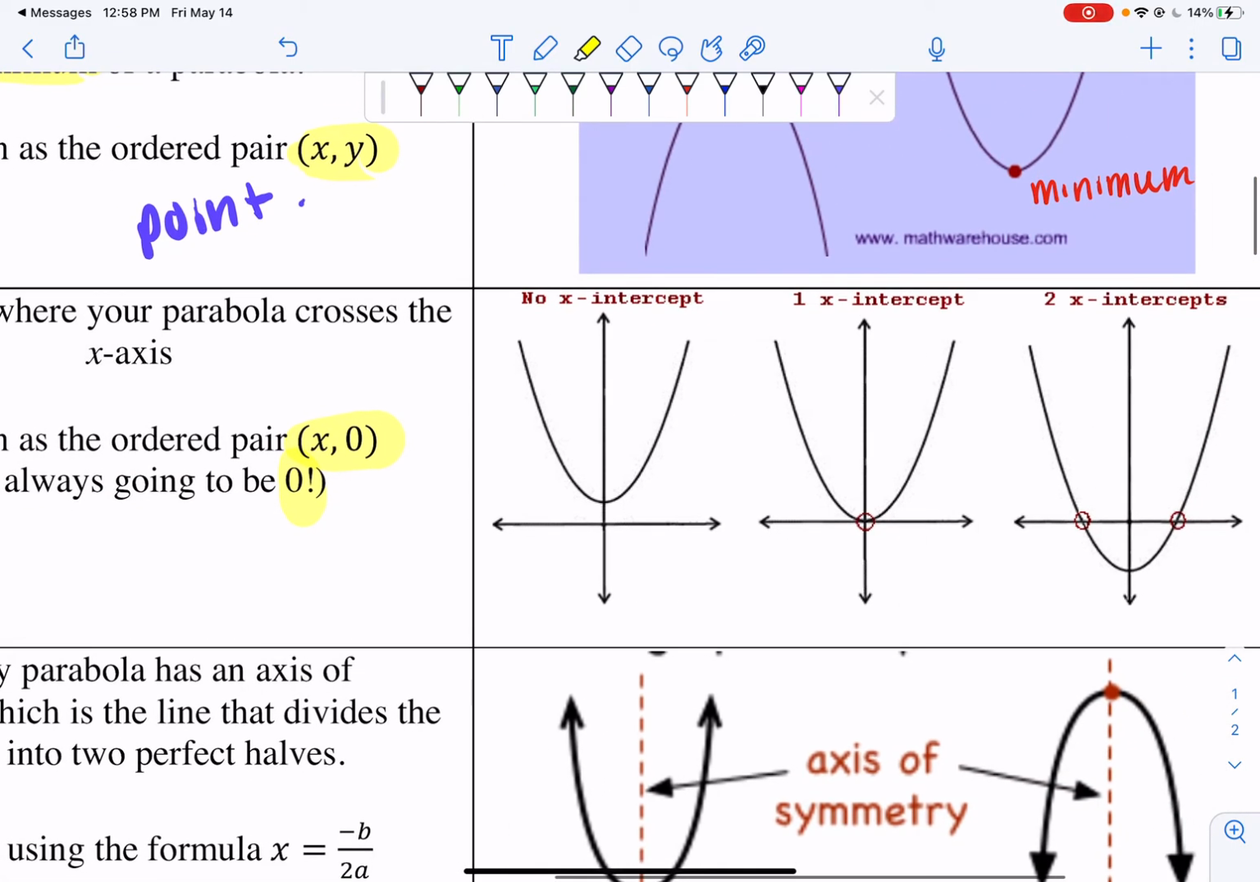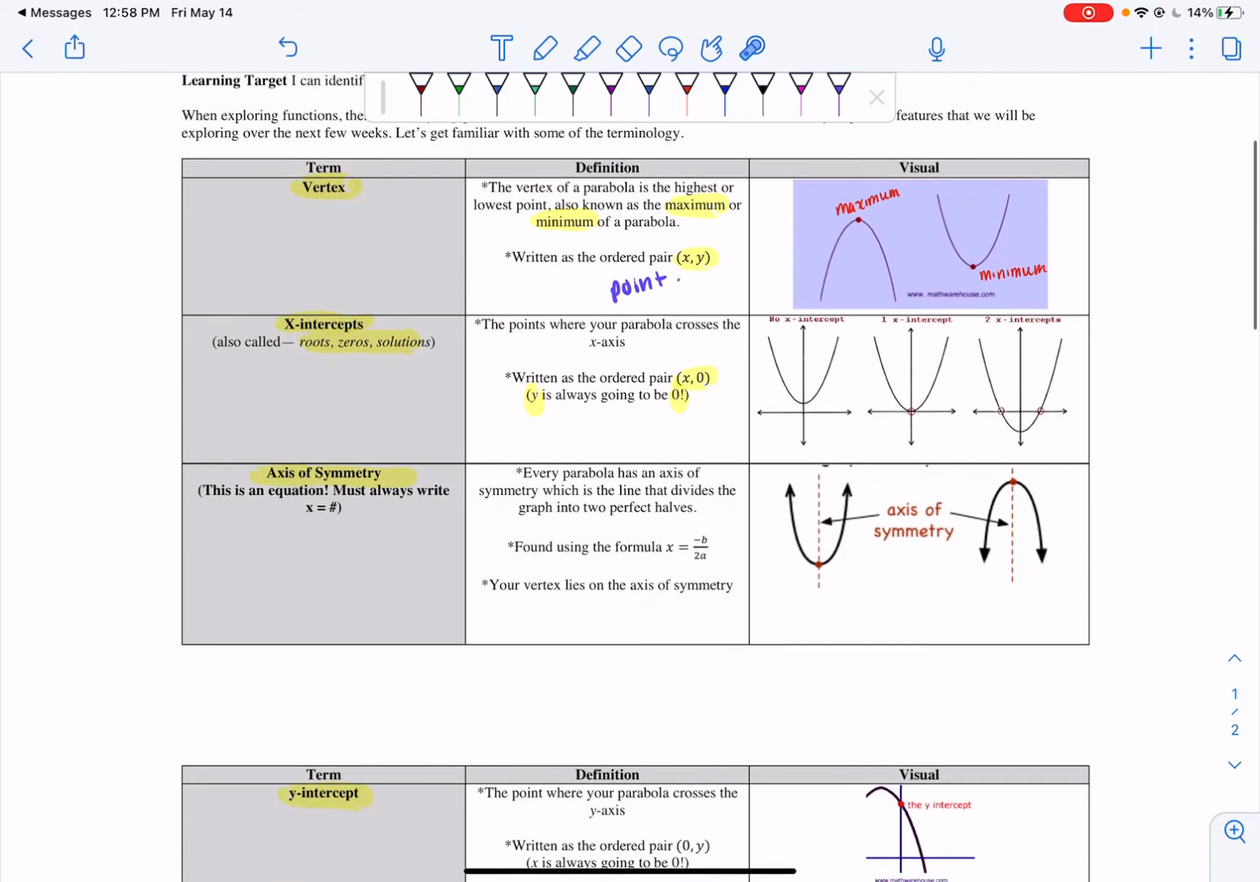However, you're not always going to have an x-intercept. If you look at this parabola, it doesn't cross your x-axis. If you look at this parabola, it only crosses once. And if you look at this parabola, it crosses twice. So you do have three different situations.